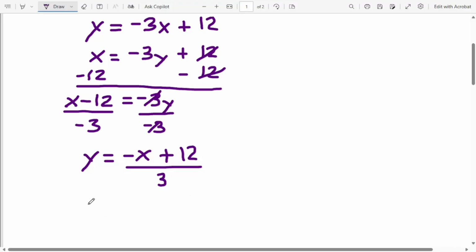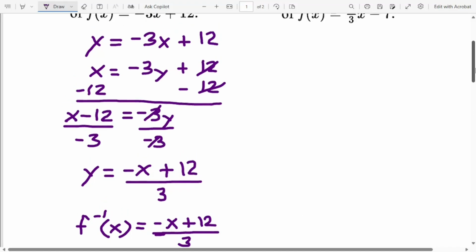Our last step is to write this with the inverse function notation. So the inverse function of f of x, in this case, is going to be equal to negative x plus 12 over 3. Okay, let's take a look at the second one.